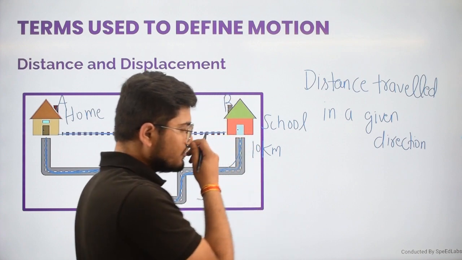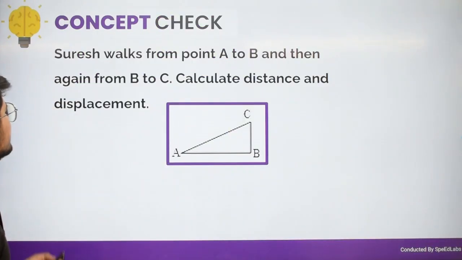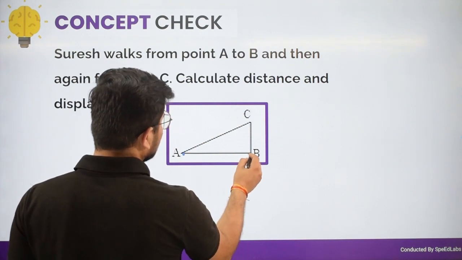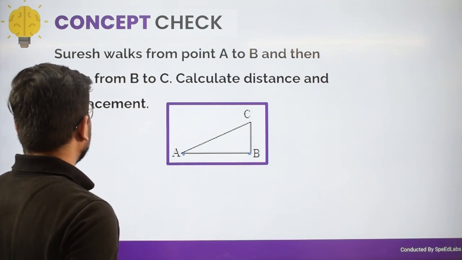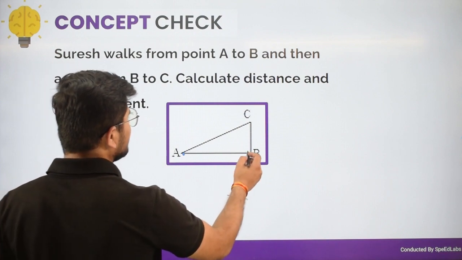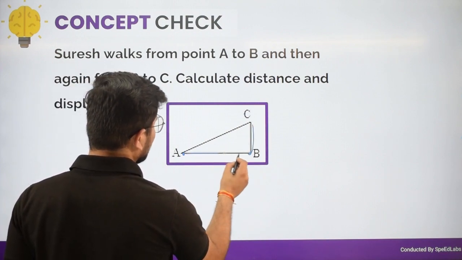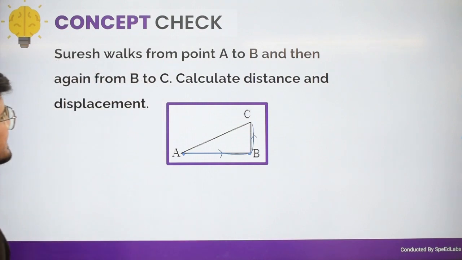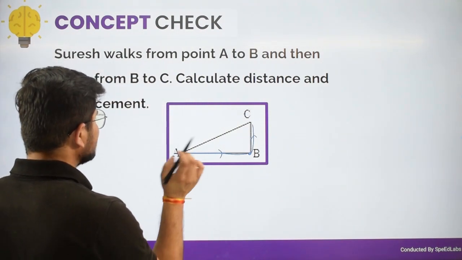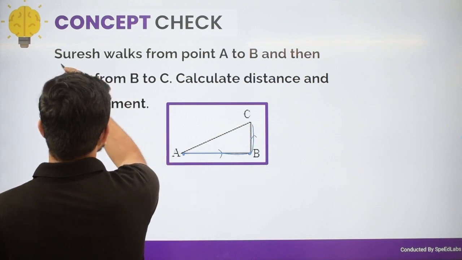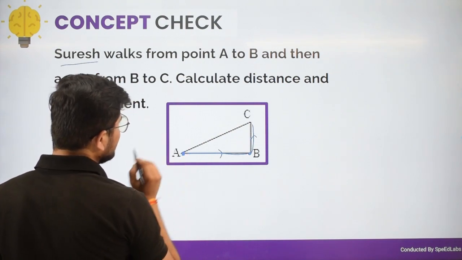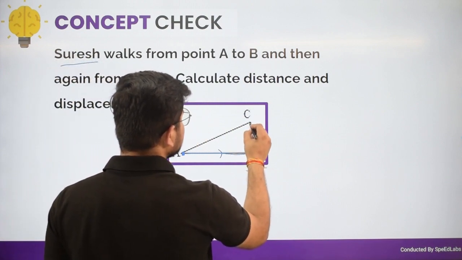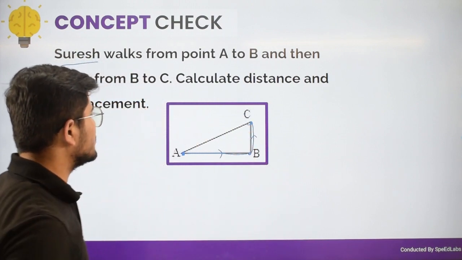So let's look at a few questions, then we will proceed. Suresh walks from point A to B, and then again from B to C. Calculate distance and displacement. So what is the initial point of Suresh? This is the initial point, A to B and then from B to C. So C is the final point.